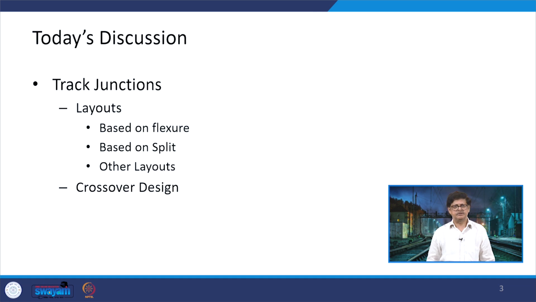In today's lecture, we will be looking at various layouts which can be there when two tracks join with each other. It can happen that the track is getting diverted or split into two parts or three parts, or there may be merging of a number of tracks at a particular location. These aspects we will be discussing today, and whatever is left we will take up in the next lecture.